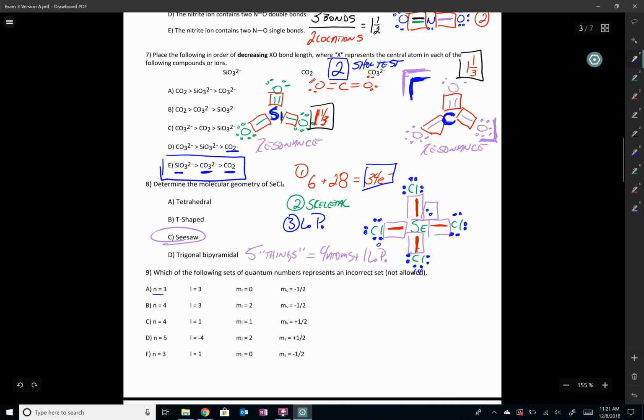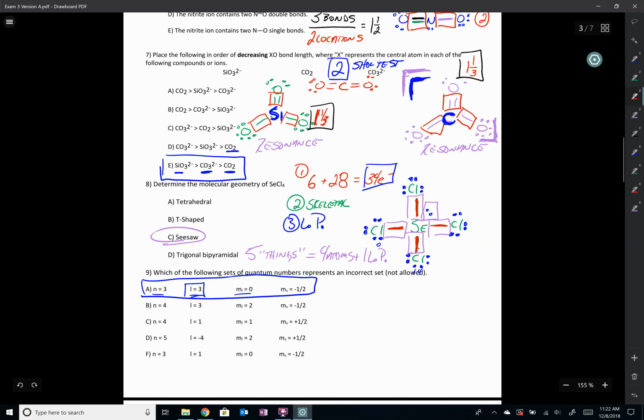Question A, we have n equal 3, L equal 3, and M sub L equals 0. Well, if n equals 3, L can only be equal to 0, 1 or 2. But here in this case, we have L equal 3. N cannot equal L. The maximum for L is n minus 1. So A is one of our incorrect sets, okay?